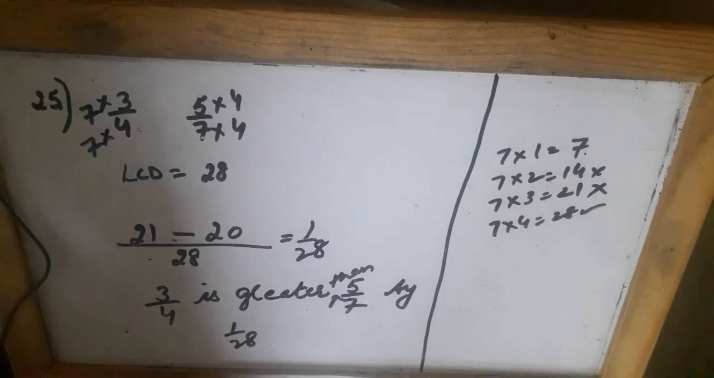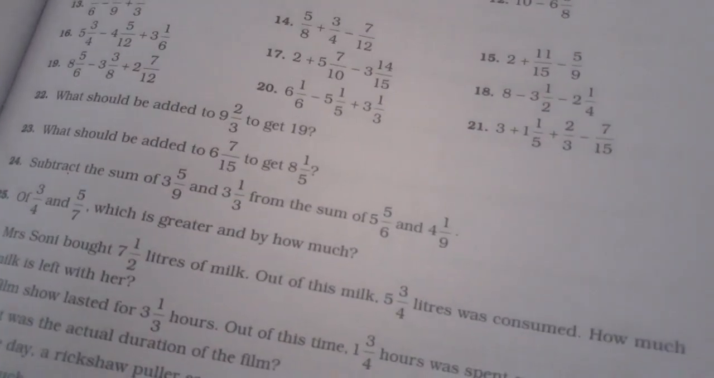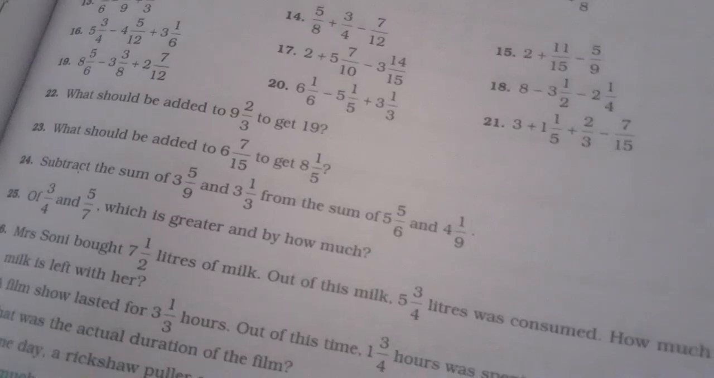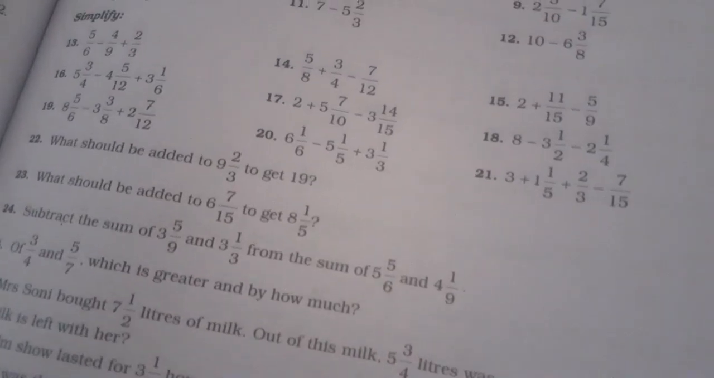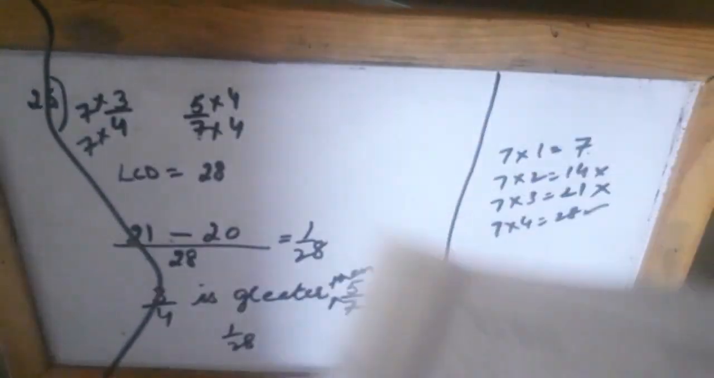Okay, now look at the 26th question. They are saying Mrs. Sonu bought 7.5 liters of milk. Out of this, 5 3 by 4 liters are consumed. How much milk is left with her?